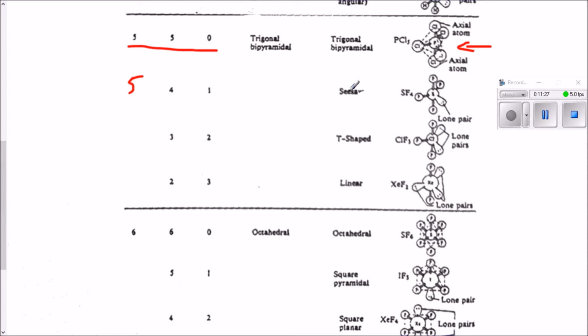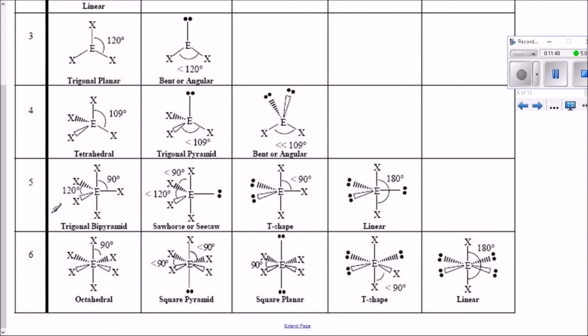That's called a seesaw shape. Or you could have, again, 5 total pairs, 3 are bonds, and 2 are lone pairs. We'd call that T-shaped. Or you could have 5 where 2 are bonds, and 3 are lone pairs, and we call that a linear shape.